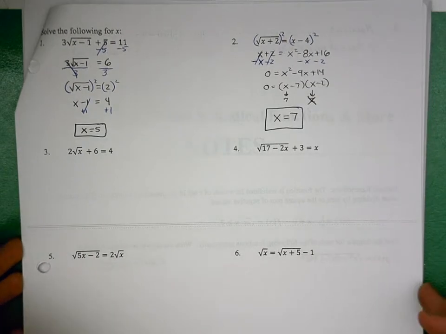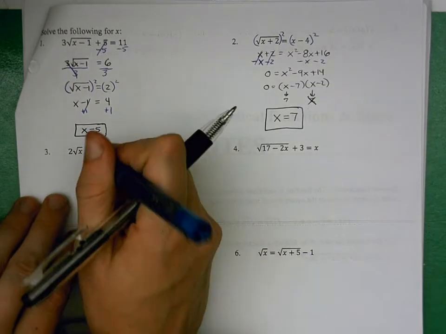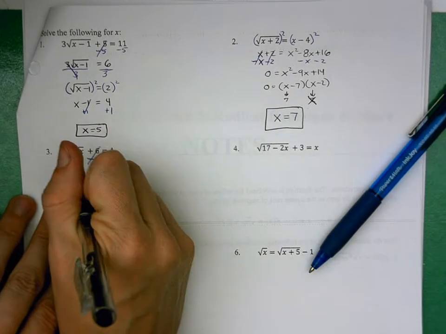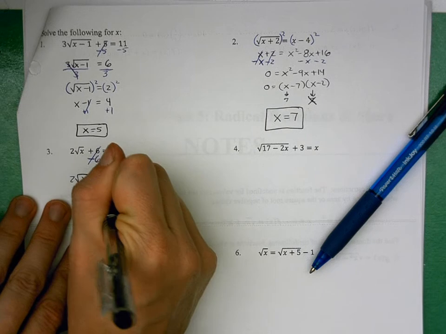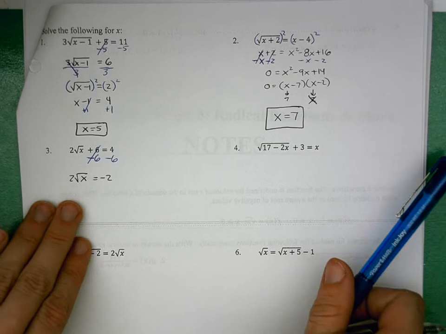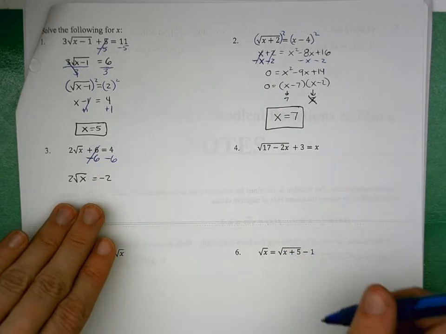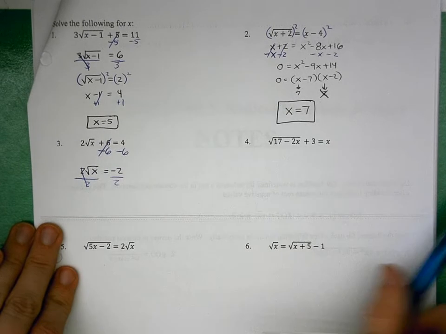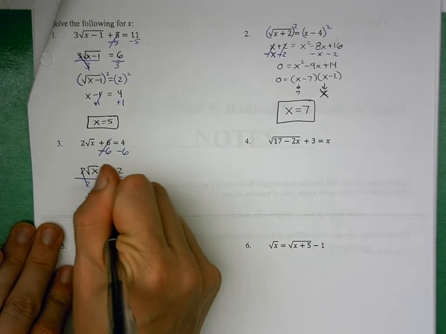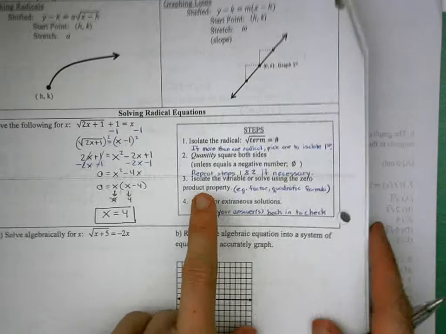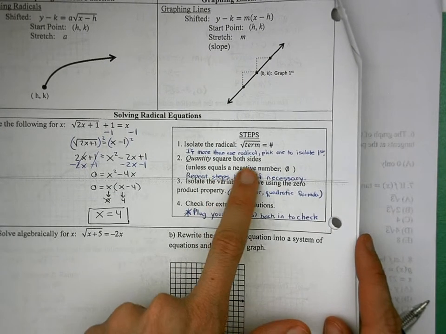Okay, number 3. Isolate the radical. So subtracting 6. You get 2 root x equals negative 2. Again, I actually do know what my answer is at this point, but I'm going to go ahead and continue to isolate. So dividing by 2, we get root x equals negative 1. Right there, when you find yourself with a square root that equals a negative number, your answer is no solution.